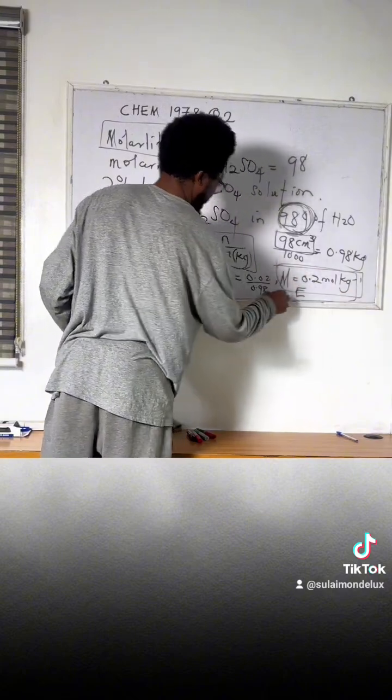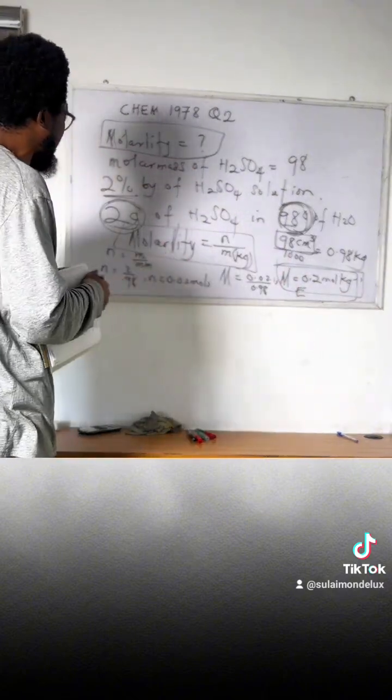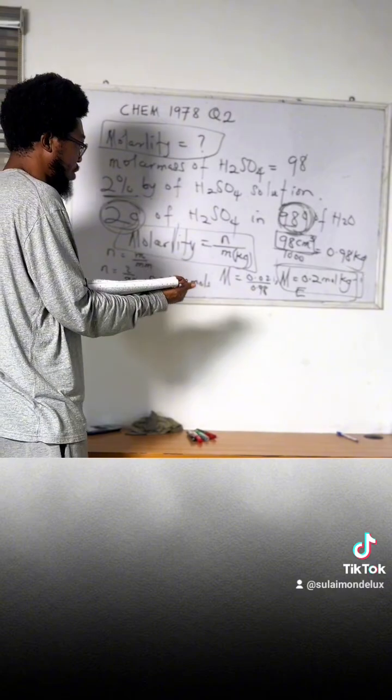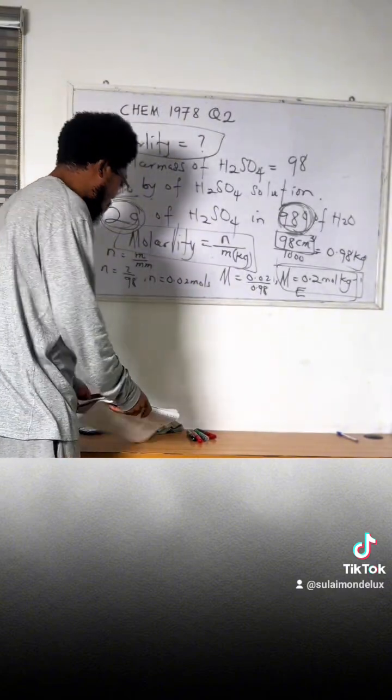Option E is correct. So the molality of 2% by mass of H2SO4 at room temperature is 0.2 mole per kilogram.